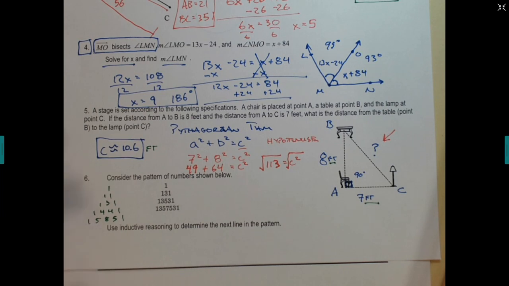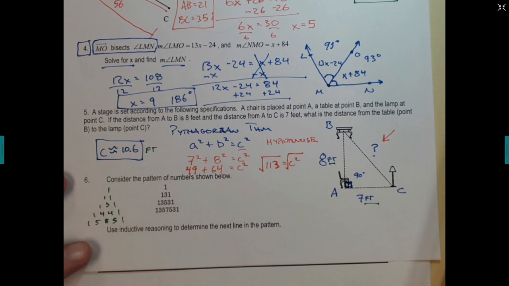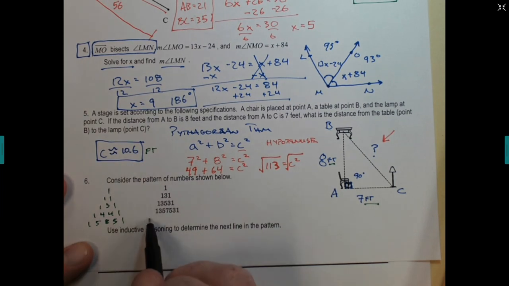I think I know what it is. Evan's already helped us out, though. Lucas, do you know what the next line in this pattern would be? Oh, baby. What do you think? The next line would probably be 1, 3, 5, 7, 9, 7, 5, 3, 1.